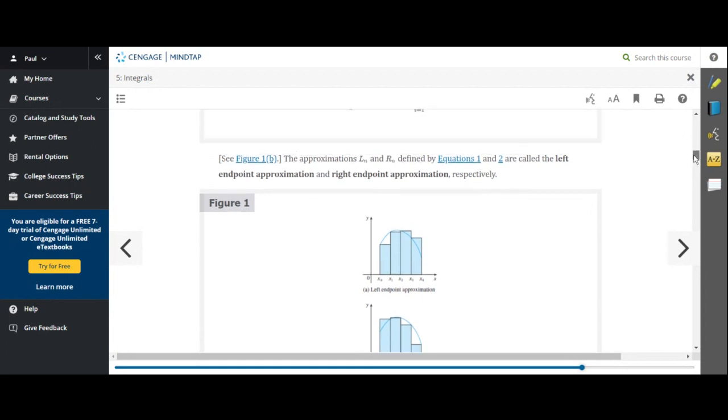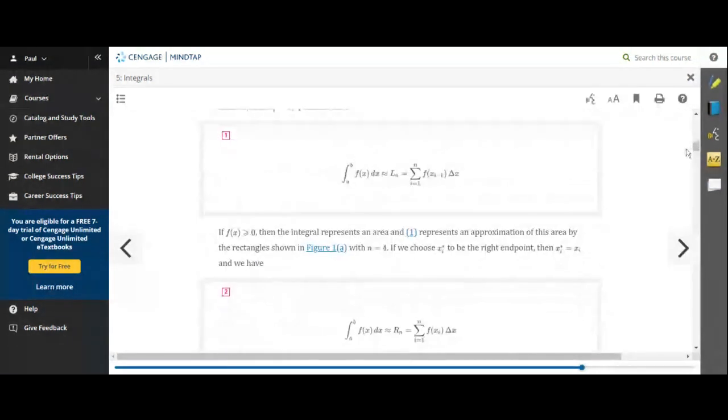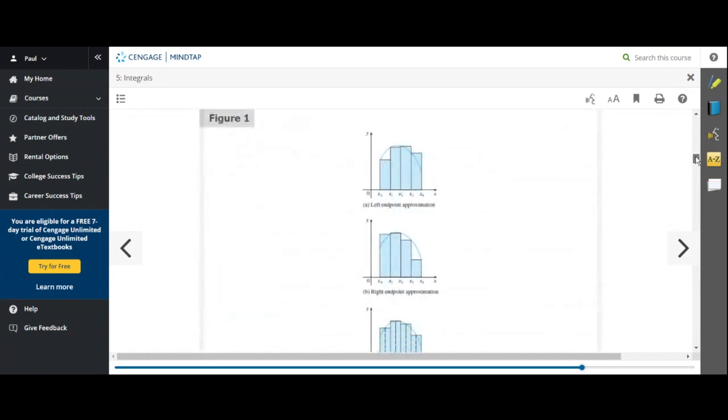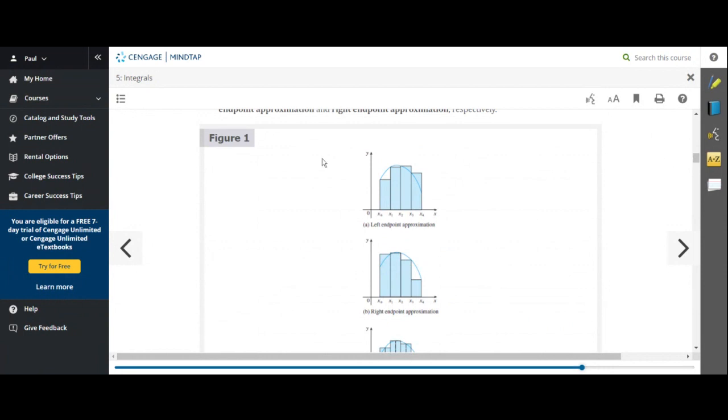Left endpoint approximation, and this is in formula 1 there. They're saying that the integral from a to b of f of x dx is approximated by this left endpoint approximation, L sub n, where n is the number of subintervals that you're using. Are there any questions so far with figure 1a?